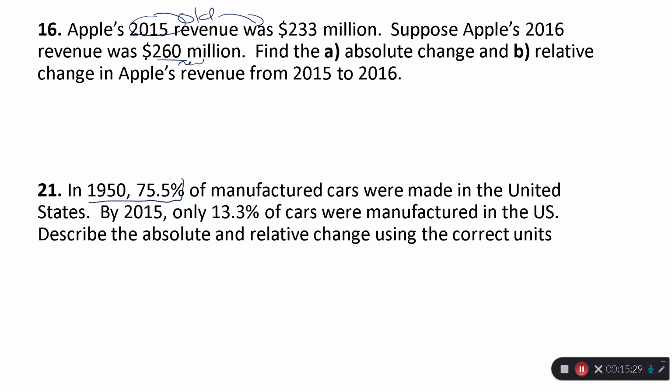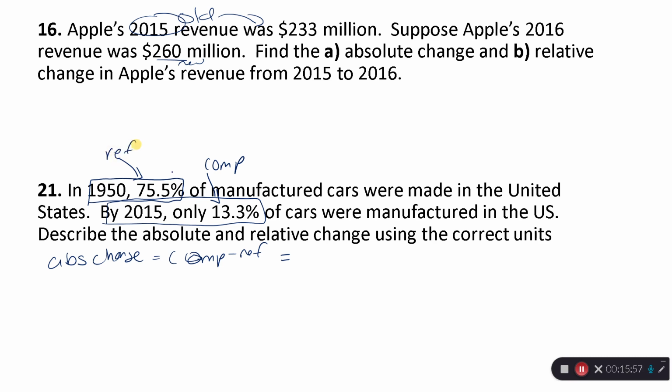It says in 1950, 75.5% of manufactured cars were made in the U.S. By 2015, only 13.3% of them were. We're going to describe the absolute and relative change using the correct unit. So absolute change says let's take compared, let's subtract reference. For us, compared is our newer number, so that makes compared 13.3, kind of weird, I'm not used to that being smaller, and reference being 75.5. So I'm going to do 13.3%, I'm going to subtract 75.5%, I think I said 75.7 a second ago, sorry, and that's going to give me negative 62.2. And so negative shows that this is a decreasing value, and that is what the numbers say, so that's encouraging. And then we usually just write whatever unit we've subtracted by, but we don't actually have units, we have percents. So this has got to be percentage points.